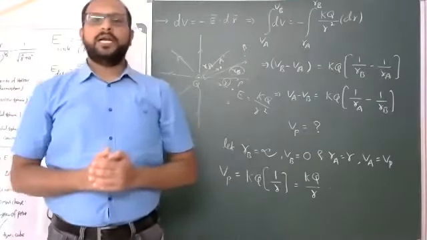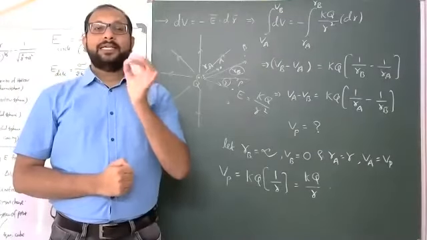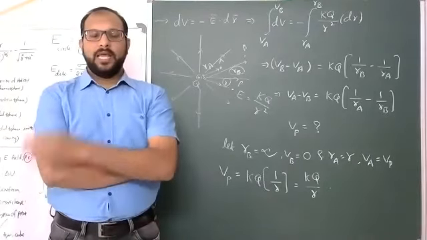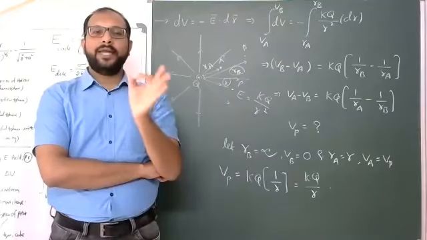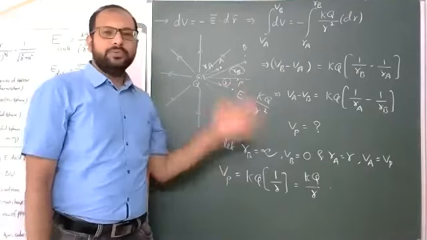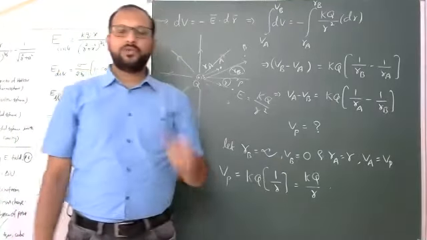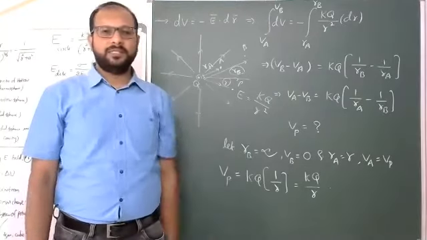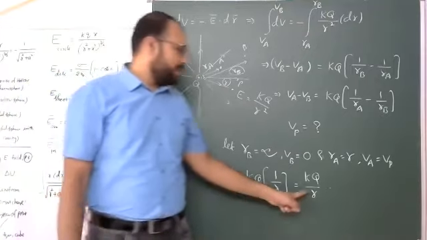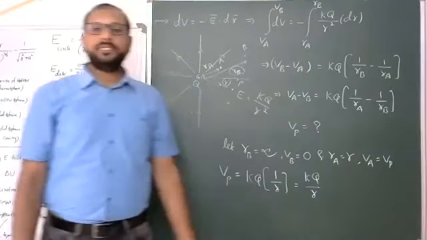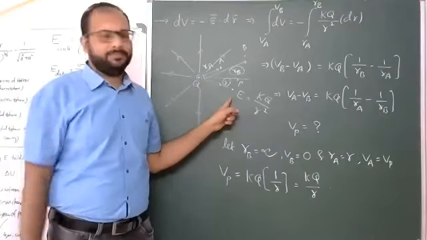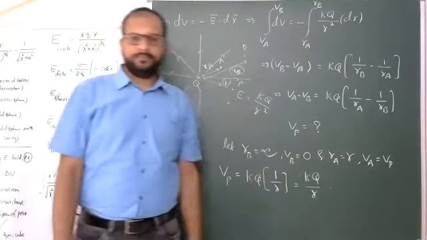Yes, all students, now conclusion please write. At a distance small r from point charge, electric potential V equal to K Q by r. All students know K equal to 1 by 4 pi epsilon naught. Q is the charge of our point charge, divided by r. r is the distance from the charge to the point where we need potential. This is KQ by r.